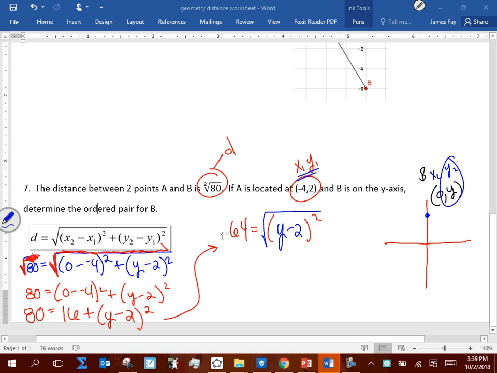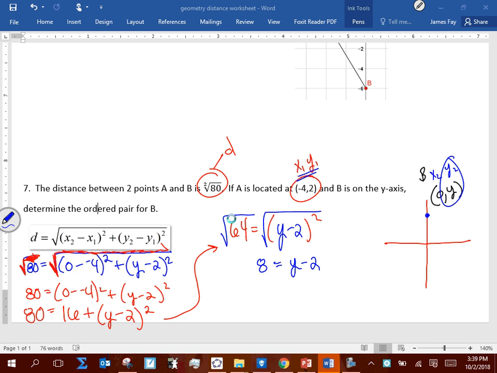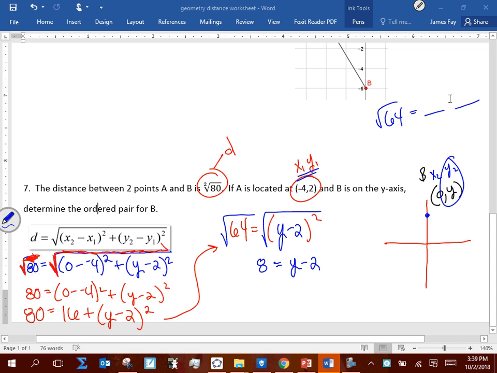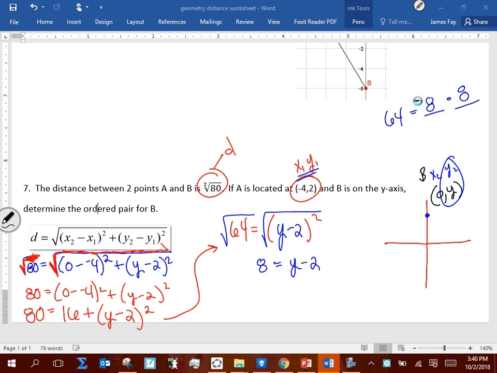Square root that, square root that. The right-hand side is going to leave me y minus 2. The left-hand side, we've got to be careful. Square root of 64 is 8. But remember, the square root of 64 is a symbol for some number that multiplied by itself gives me 64. Well, 8 times 8 gives me 64, so that's fine. But negative 8 times negative 8 also gives me 64, so I need to have both of those.